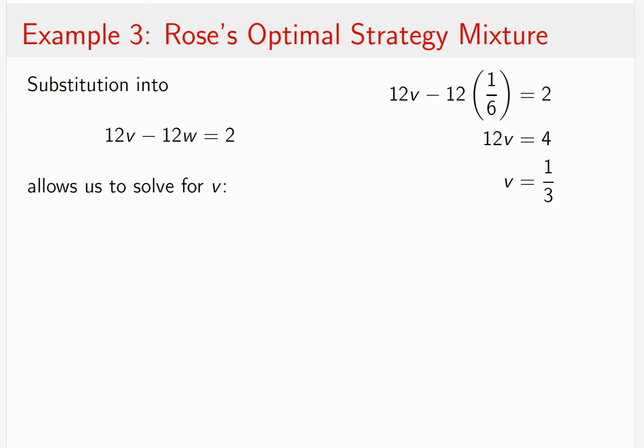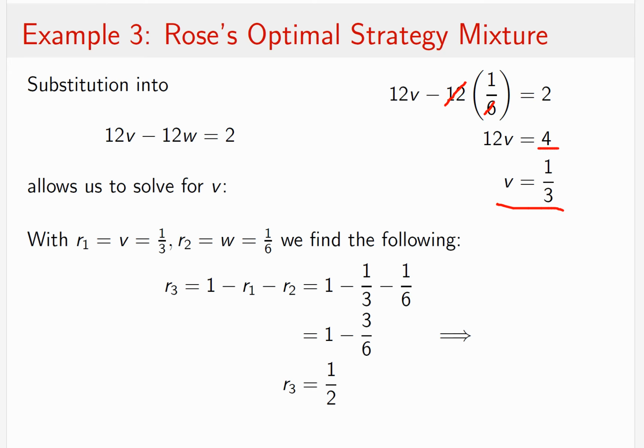okay, so we can solve for v now. We substitute in the 1/6 there, so 12v. Well, this is going to be real easy because there's going to be some cancellation. So 12v minus 2 equals 2. Add 2 to both sides to get 4 on the right-hand side. And then v equals 1/3.